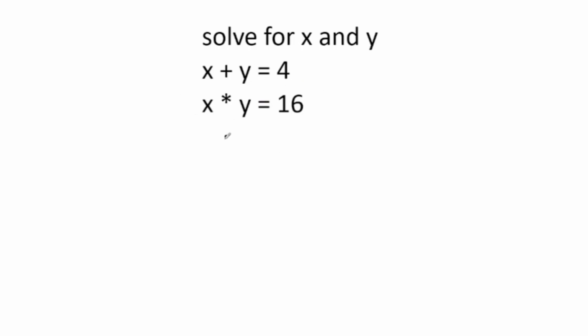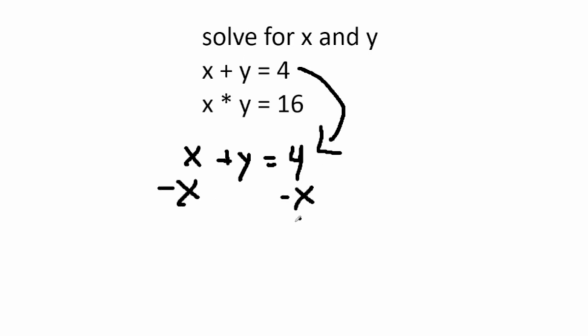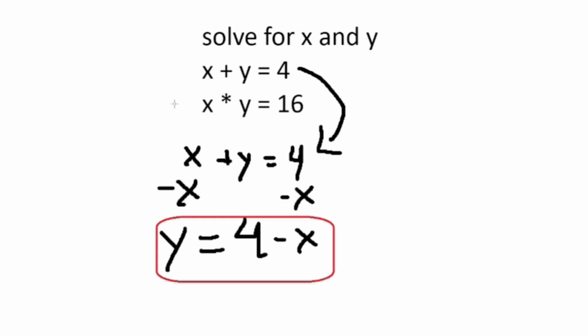Let's start with this equation, x times y equals 16. I don't like that there's two unknown variables. Let's substitute y for some value of x. So here we have x plus y equals 4. This is gotten from our first equation. We can subtract x from each side, and now we have y equals 4 minus x. Let's put a box around this, and let's bring it up to the top.